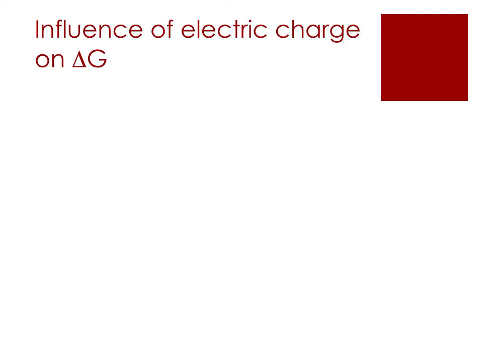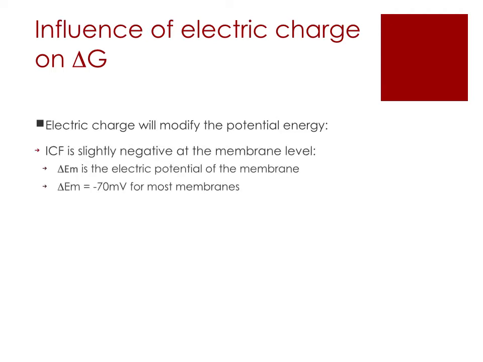For all the solutes that are charged, or that carry a positive or a negative charge, it will modify the delta G, or the potential energy, because the charge will influence how likely the solute is to go inside or outside of the cell. Remember that the intracellular fluid is slightly negative only at the membrane level. Overall the whole cell is neutral, but just at the membrane level, there is an accumulation of negative charges just under the inside leaflet of the membrane. So the intracellular fluid at this place is slightly negative, and this will provide an electric potential.